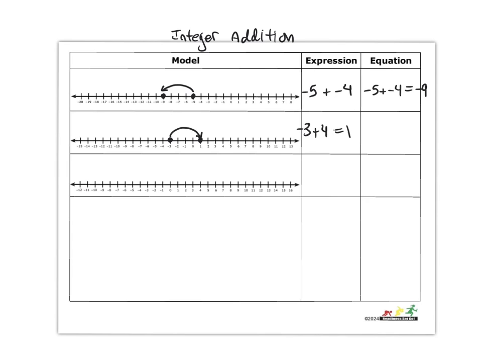But wait, I've actually gotten ahead of myself here. This equals 1 doesn't belong here with an expression, because once I write an equal sign, that's no longer an expression anymore. It's an equation. So -3 plus 4 is my expression. -3 plus 4 equals +1, not negative, is my equation. All right, here's another one.